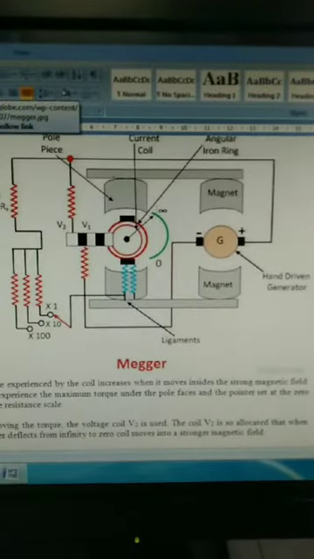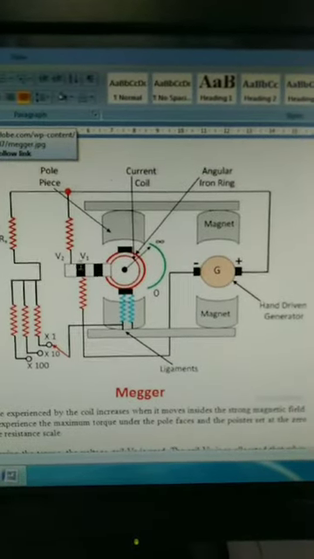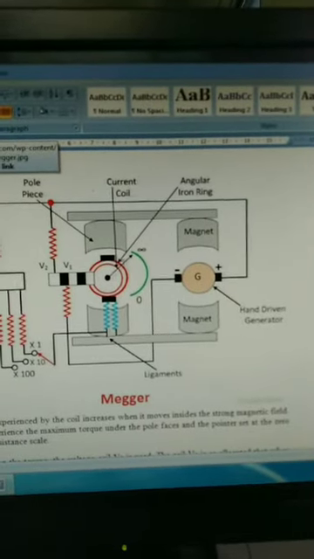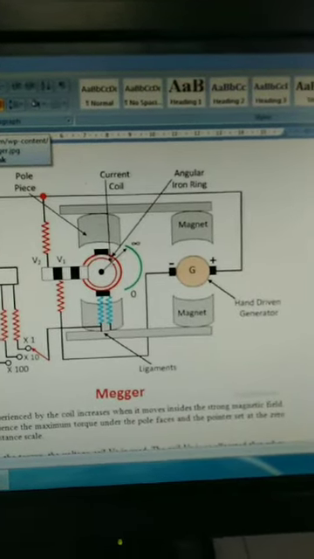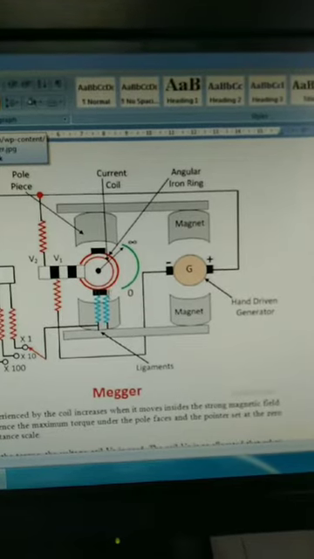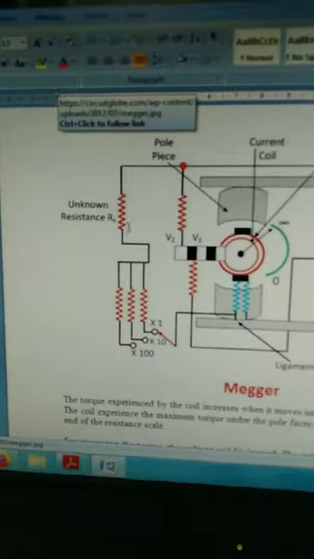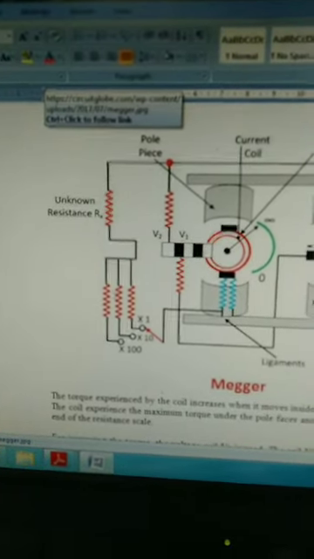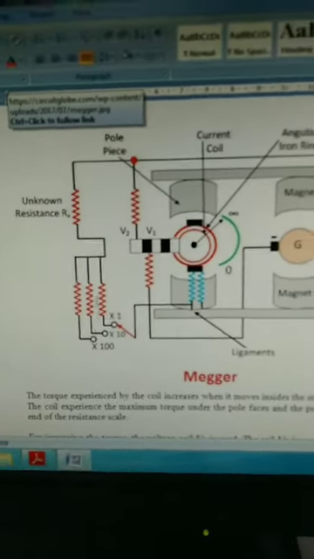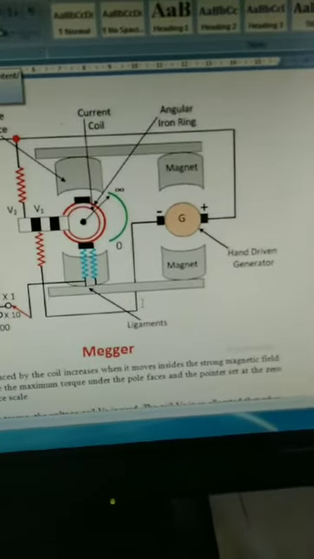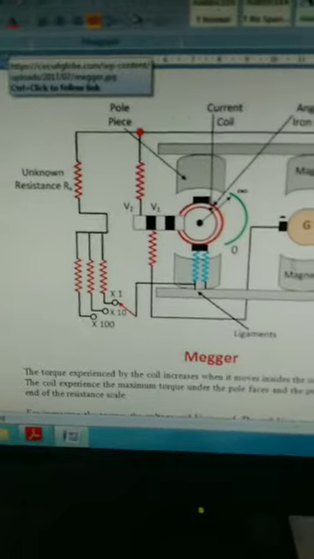So if you see the construction, this is voltage coil V1 and V2. Then one current coil is present here. This is one current coil, okay. This is an angular iron ring. Then this is a pole piece. Then this is the unknown resistance that you have to measure. This is the known resistance. Already the value of this resistance is known to you. This is the ligament. So this is the construction of Megger.